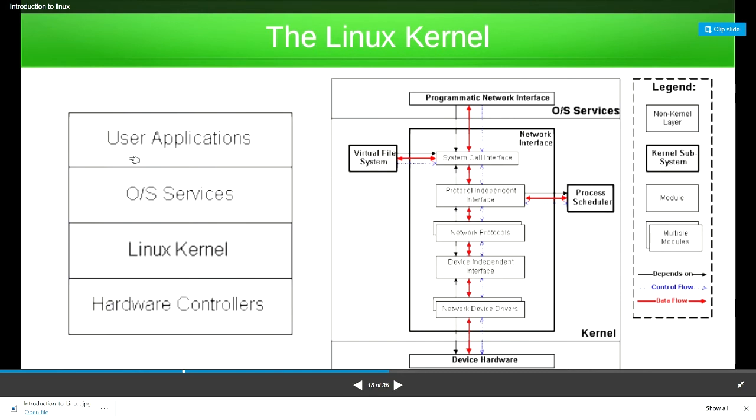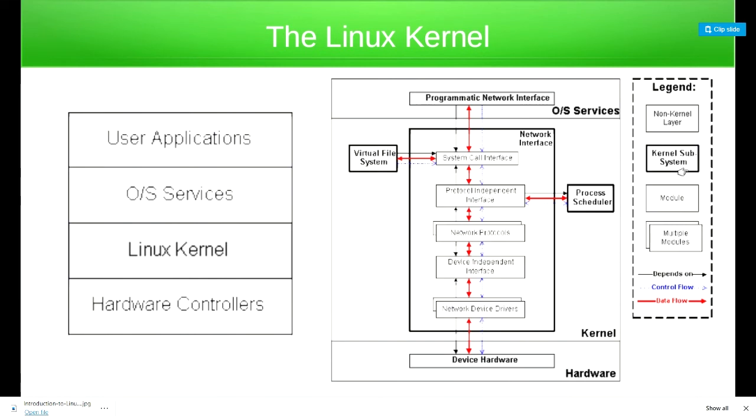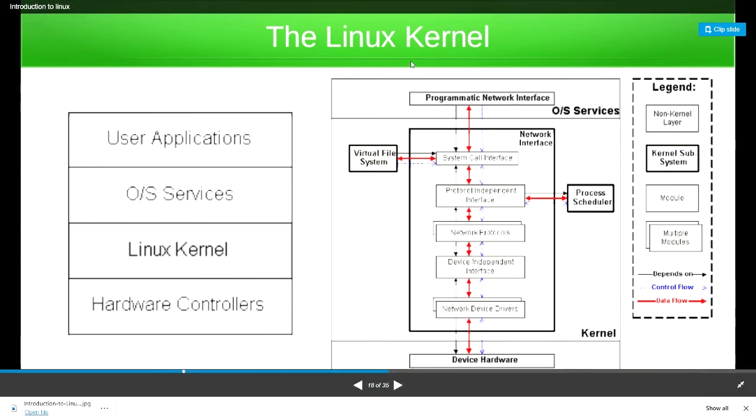Now, on the left side, user application, the OS services, the Linux kernel, hardware controllers. And also here, the legend: non-kernel layer, kernel subsystem, the module, multiple modules, control flow, and data flow. After maybe this discussion, we'll go with how does the kernel work, or what are the processes that they are using from this kernel. So we will just tackle the introduction of this Linux kernel.